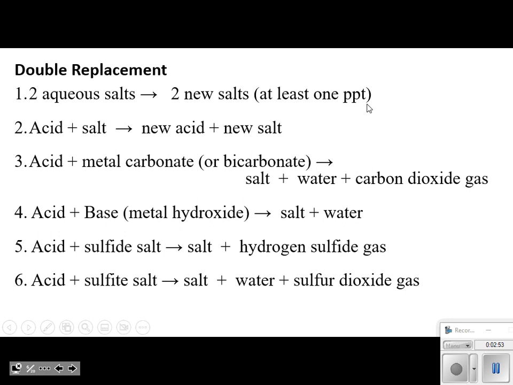Now, if we look at 2, 3, 4, 5, 6, what do they all have in common? An acid. So we're only going to need our solubility chart with double replacement number 1. If we have 2 through 6, they're dealing with acids, and we don't need to look at that solubility chart. In fact, look at your solubility chart. Is hydrogen even on it? Not even on it, is it? So if you went to look up one of those acids, it wouldn't matter because it's not even on it.